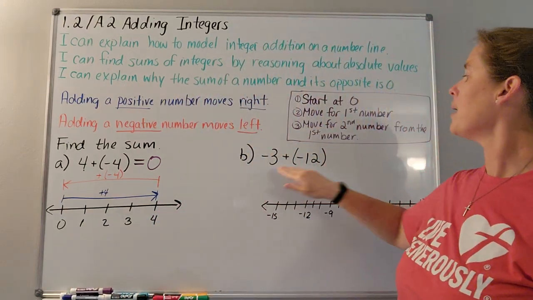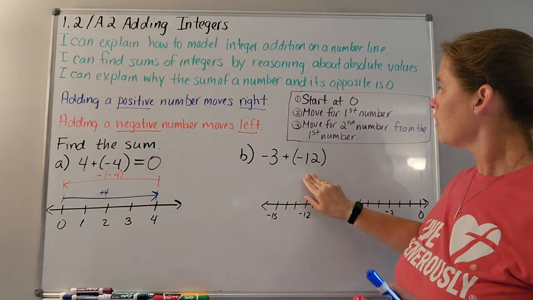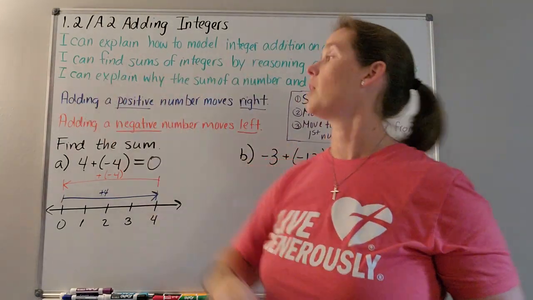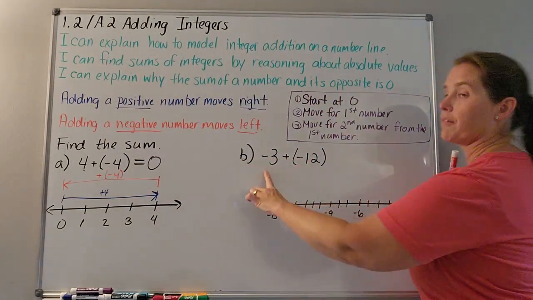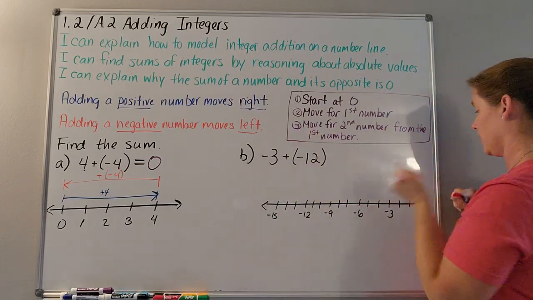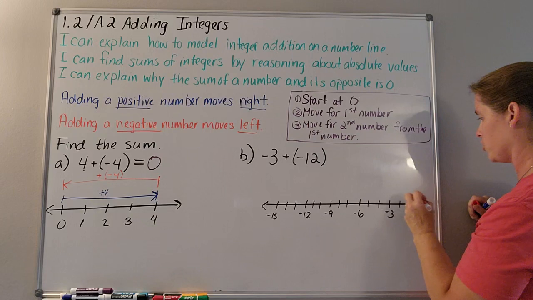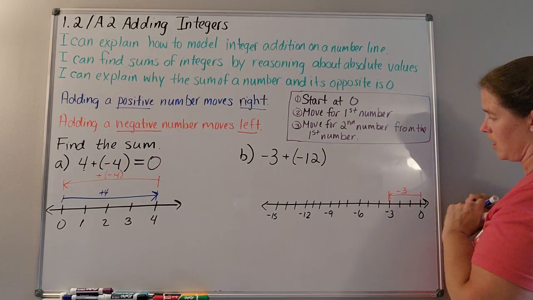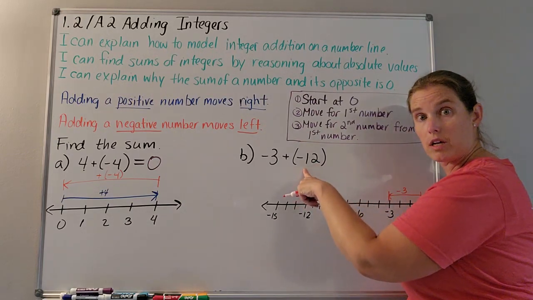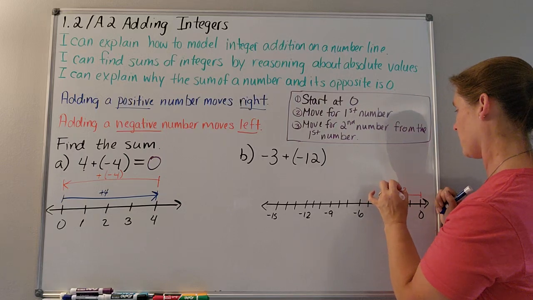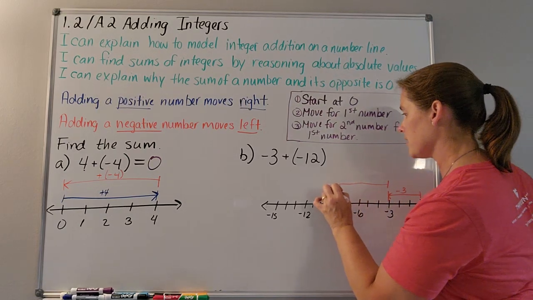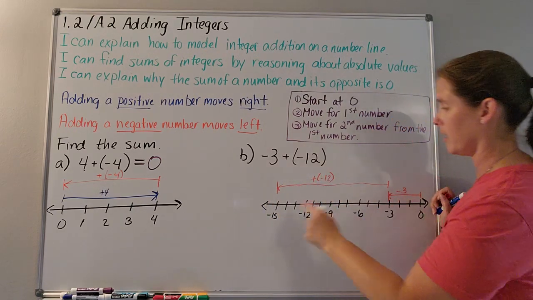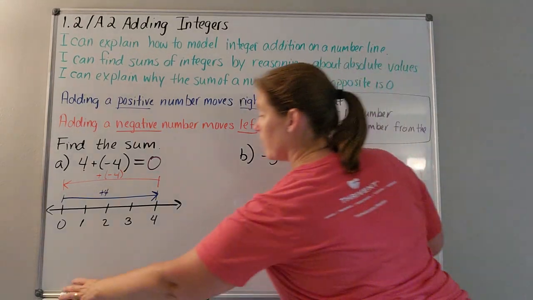Here we have negative 3 plus negative 12. Okay, I see 2 negative numbers, which means I'm only using my red marker because we're only moving left on the number line. So I'm going to start at 0, take my first number. Negative 3, 3 to the left. Here we go. Start there, go 3 left. That's negative 3. Okay. But now I've got 12 more negatives to go so I'm going to go left 1, 2, 3, 4, 5, 6, 7, 8, 9, 10, 11, 12 right here to negative 12. Where did I end up? That's right, I ended up at negative 15.